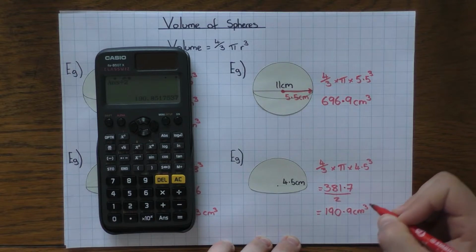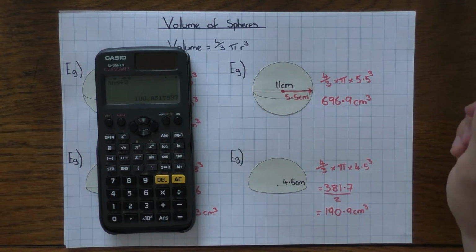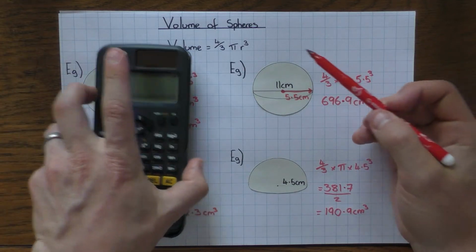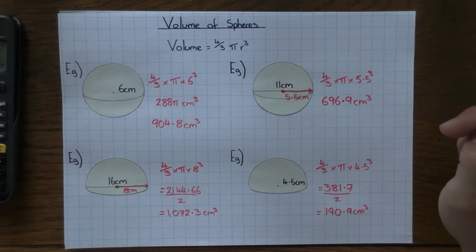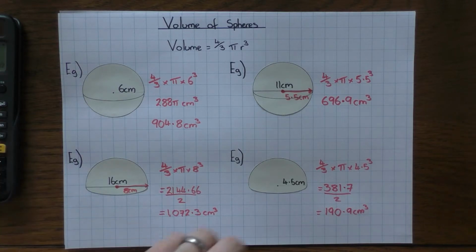Of course, if the exam wants it in a particular way, you can round it however the exam wants it, or leave it in terms of pi like we did there. So there's the basics. Let's have a look at when we go backwards and we need to work out the radius or the diameter.